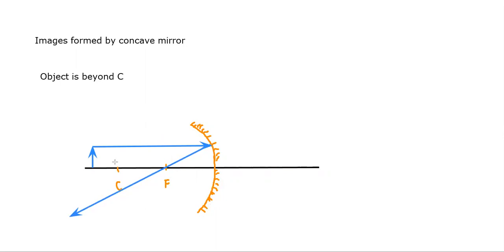The second ray would pass through the center of curvature. You have to make it through the center of curvature. And if you see, where the two rays are meeting, they're meeting in between C and F. Where two rays meet, we make the image, so an inverted image will be formed here. Where two rays meet, the image is formed, and the image in this case is formed between C and F.